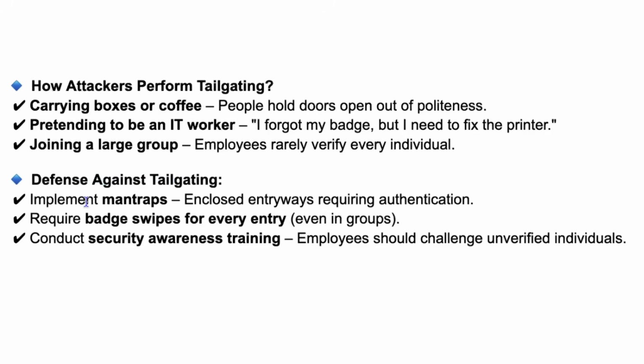Defense against tailgating would be something like a man trap. So if you've actually never seen a man trap, it's basically an entryway that's locked that requires authentication to enter. But there are certain types of man traps that actually exist in banking that are really, really useful as well, because it literally traps a person if they're trying to escape the building. So let me show you what that looks like in case you've never seen one.